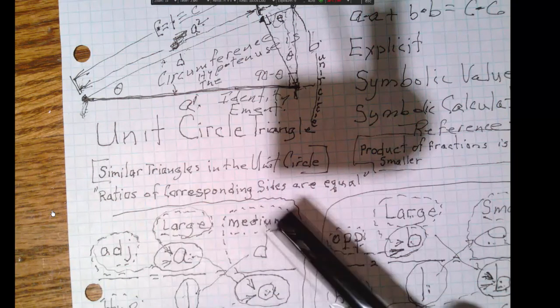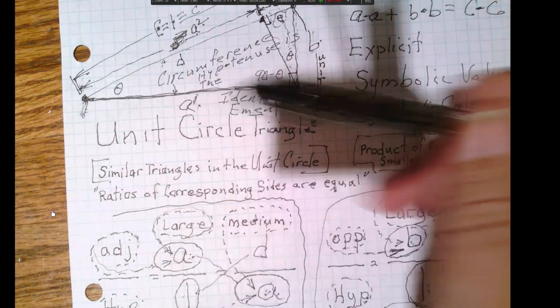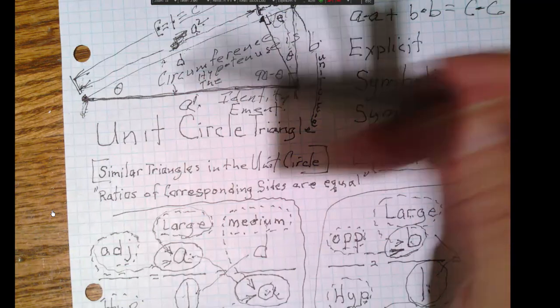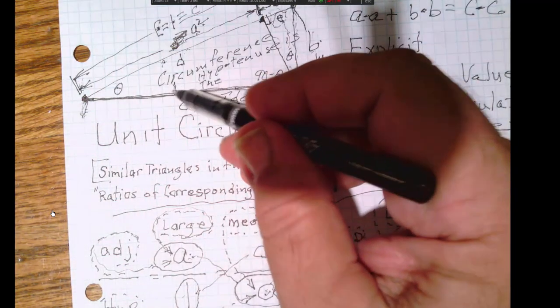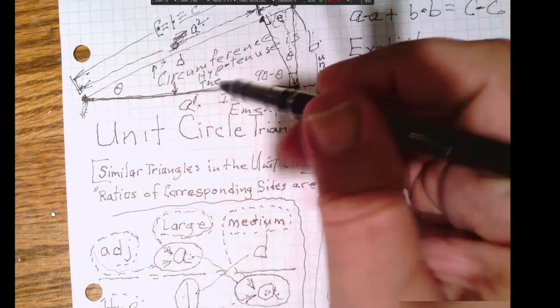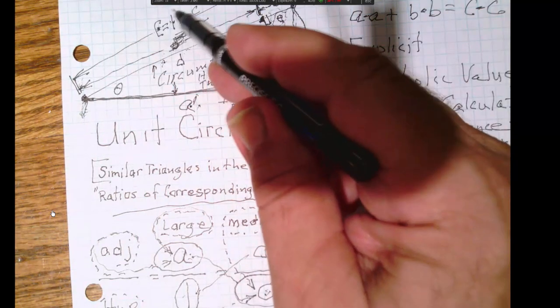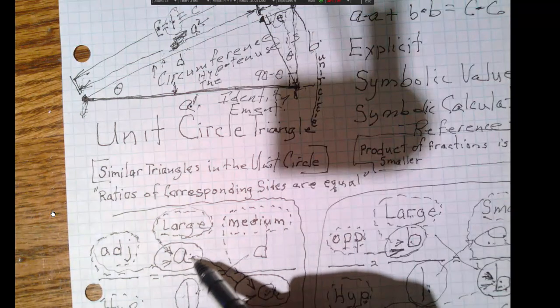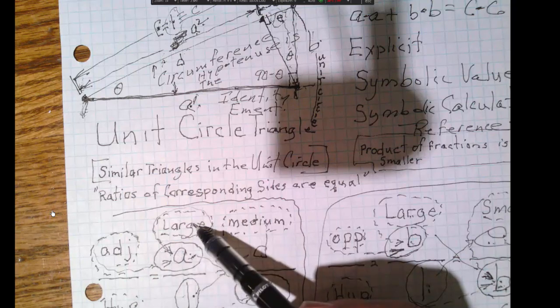For the large triangle, adjacent over hypotenuse, let's look at that. Here's the large triangle, and the adjacent side is right here, and the hypotenuse is right here. So adjacent is A, and the hypotenuse is the identity element of 1. So we have A over the identity element of 1 as the adjacent over hypotenuse for the large triangle.